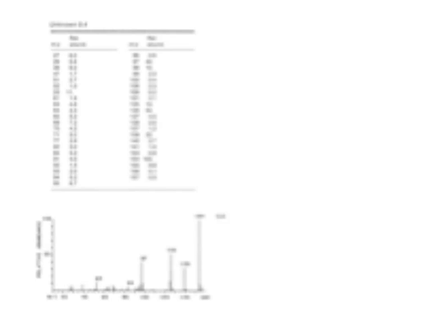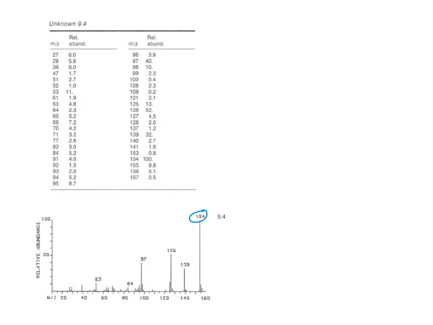All right, so let's do the molecular ion. Okay, so we look down this big table, and here's 154 to 156. I'm going to write these out: 154, 155, 156, and these are at 100%, 9.8, and 5.1.